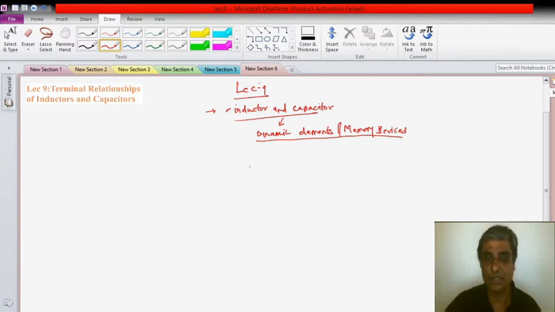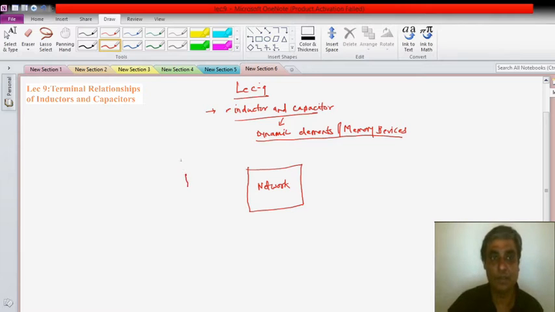One is, let us describe the problem. So I will have the dynamic network, let's say the network which will consist of resistors, inductors and capacitors as elements, and to this I would like to supply the energy source. Maybe a voltage source, maybe a current source, through some switch.